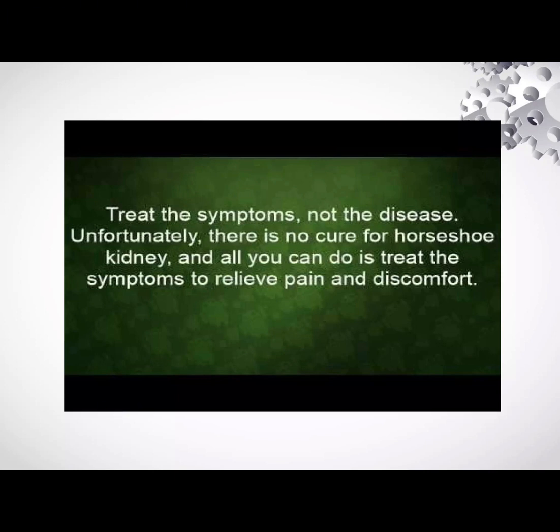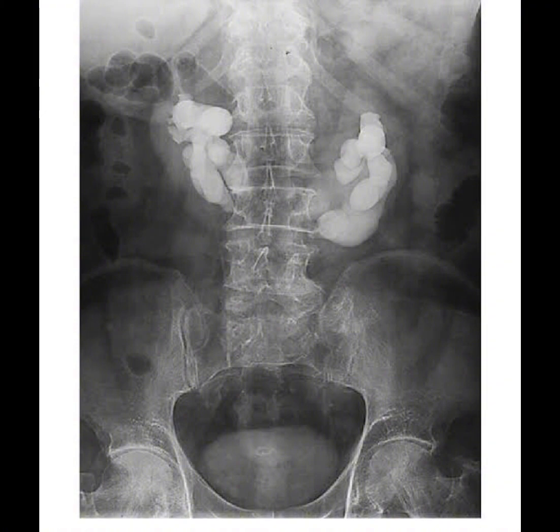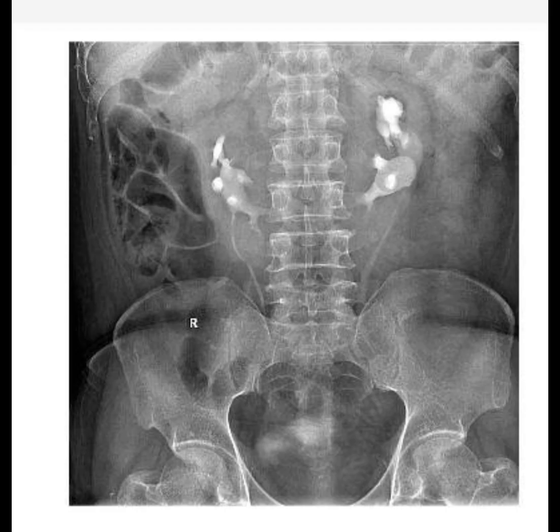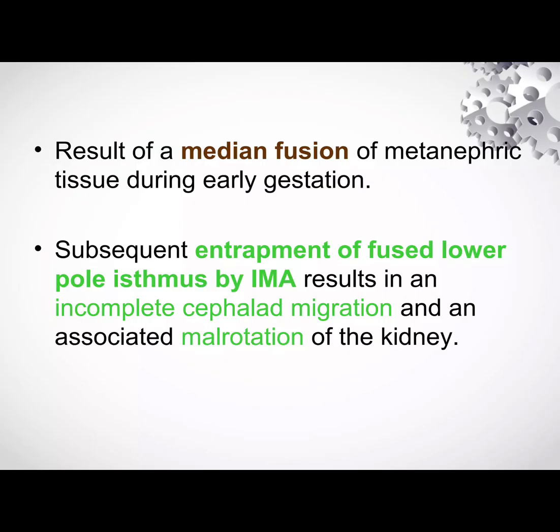The incidence of horseshoe kidney is 1 in 400 or 1 in 500, and the variations include that lower pole fusion occurs in 95%, upper pole fusion can also occur. But what is important is why this fusion is occurring. This is occurring because of the fusion of the metanephric tissue during early gestation.